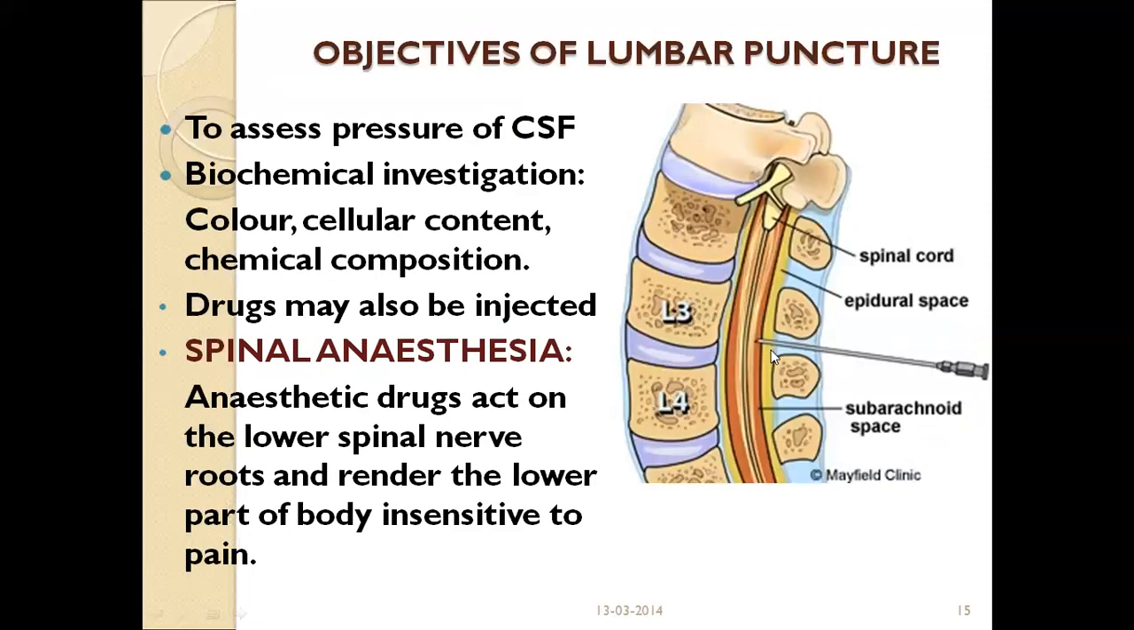The objectives of lumbar puncture are to assess the pressure of cerebrospinal fluid. We also take it for biochemical investigations. We check the color of the CSF, and we see the composition, the cellular component and chemical composition, in order to check for any disease. Drugs may also be injected, and that is spinal anesthesia. Anesthetic drugs act on the lower spinal nerve roots and render the lower part of the body insensitive to pain.